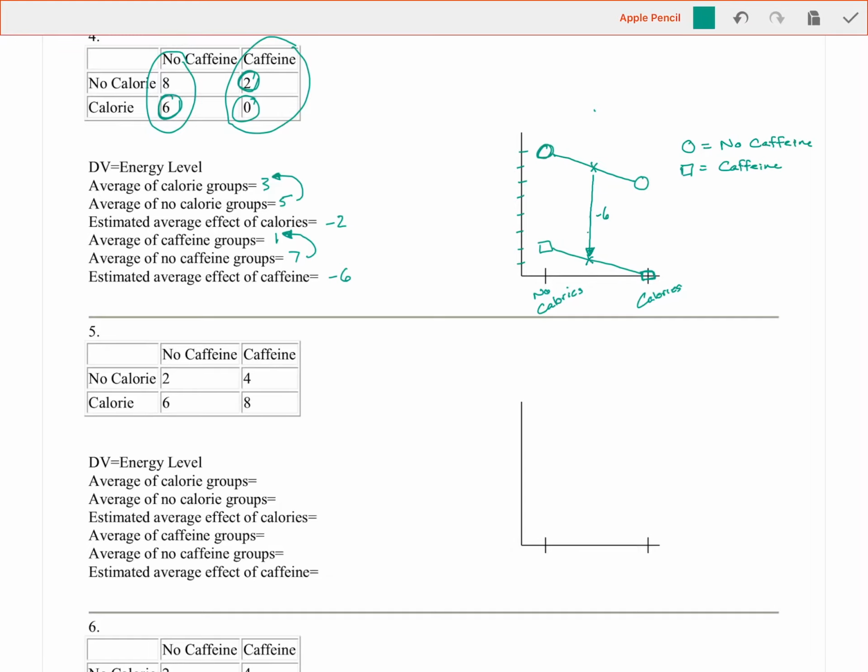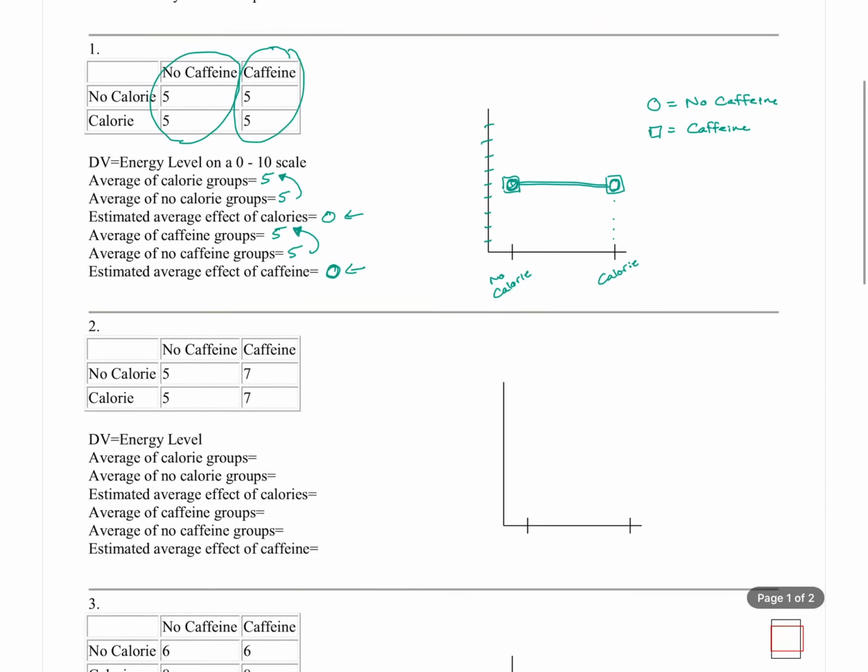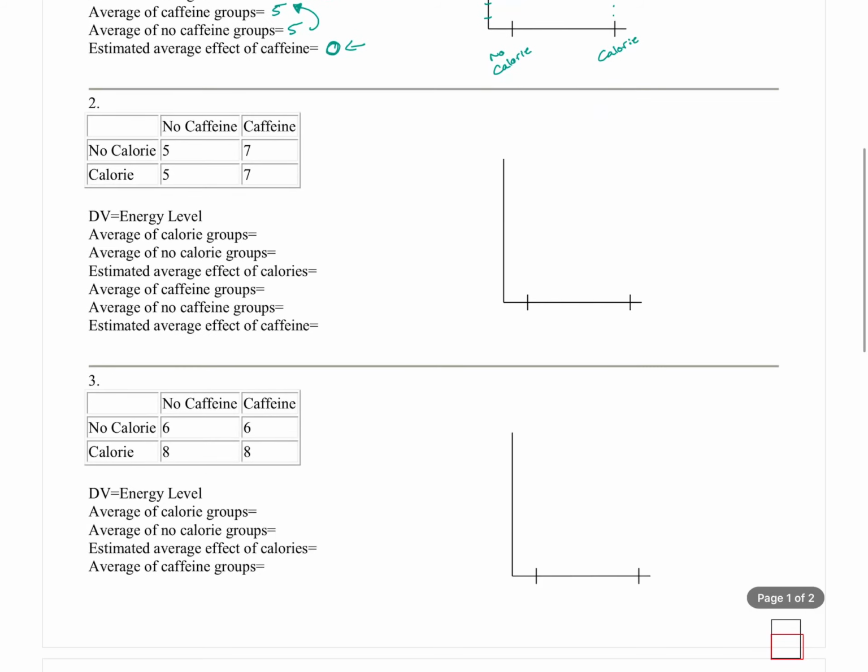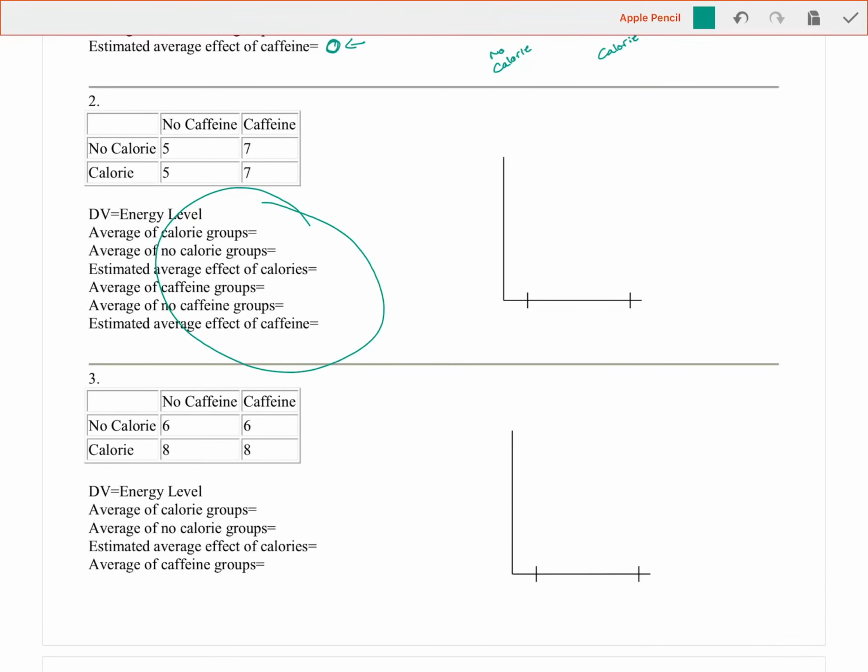Okay, what I want you to do for this worksheet is to go through and fill out the rest of the worksheet, graphing each one of them, and then answering each one of these questions for the average of the groups and the estimated average, or what we'll call the overall main effect, of each one of the variables. And we'll come back in class and discuss your answers.